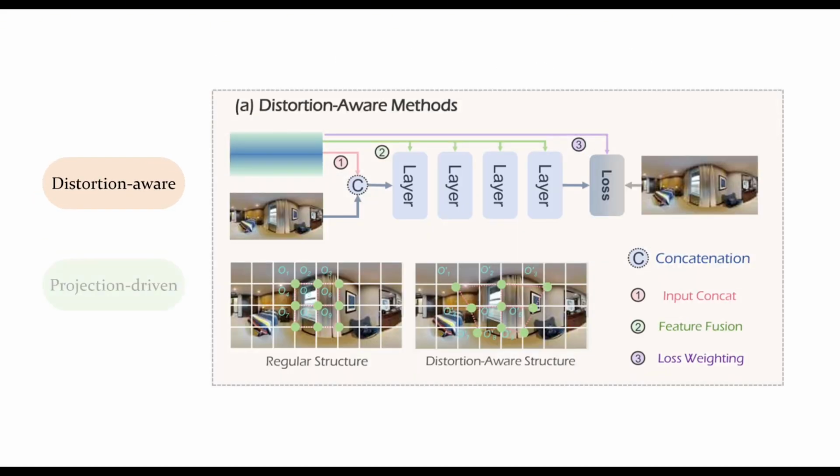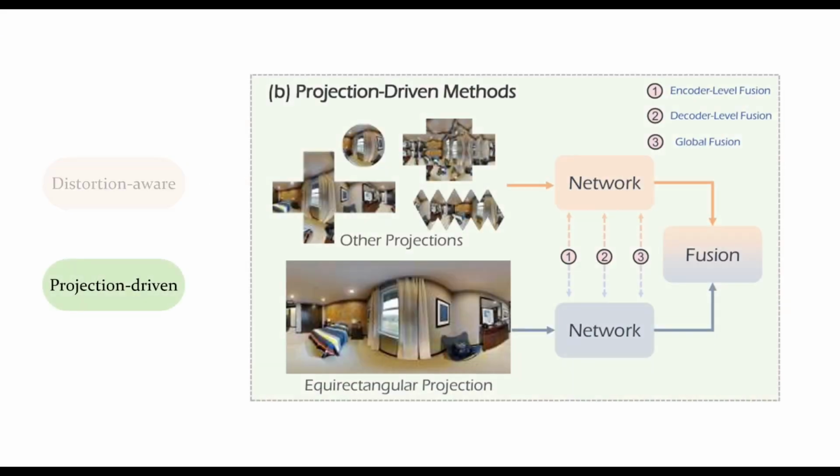Distortion-aware methods adapt the network directly to ERP distortions through feature design or loss weighting. Projection-driven methods reproject panoramas into alternative views like cubemaps and then fuse the results at different stages of the network.